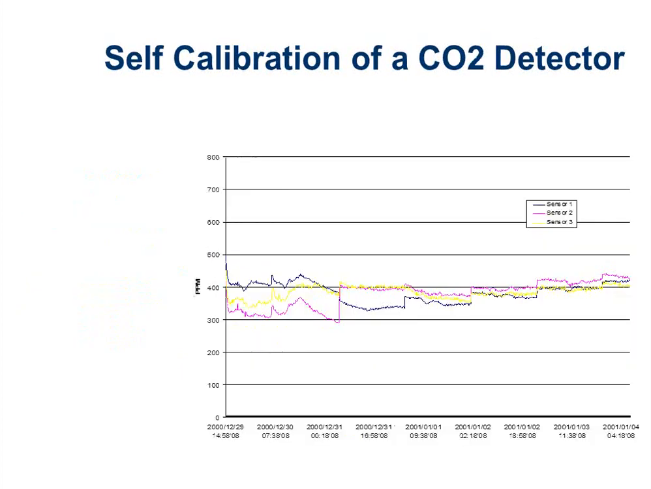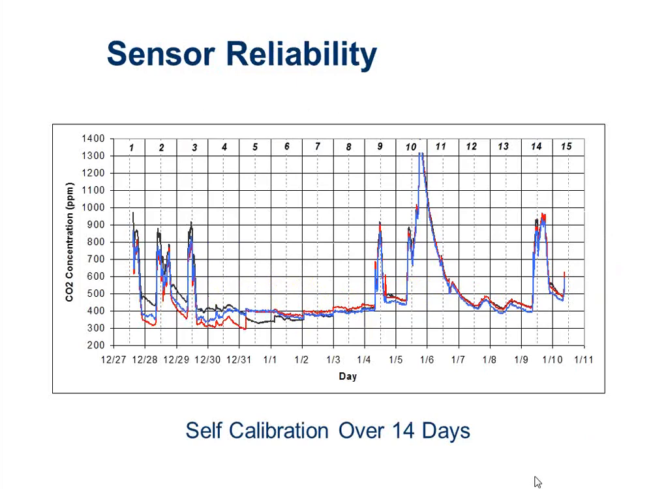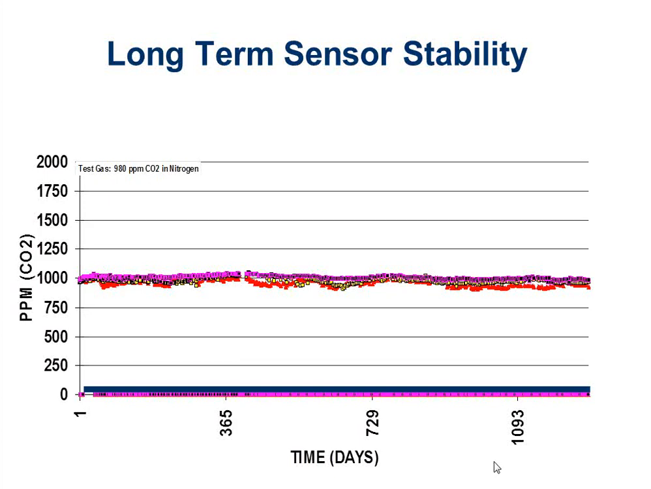Here are 3 sensors sitting side by side in a test chamber for the course of like 5 days, and you can see they start out a little bit far from each other, 50, 60 parts per million apart, and then over time they kind of honed into the same number. Same 3 sensors over 2 weeks. Likewise, they came to become the same number by calibrating themselves, and the same 3 sensors over the course of 3 years. This calibration thing definitively works.